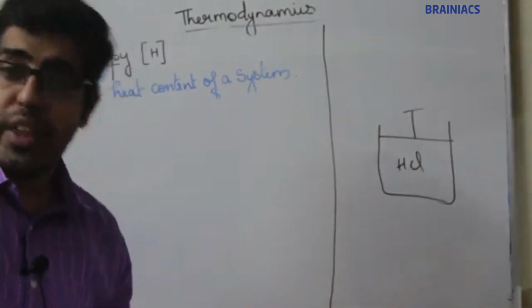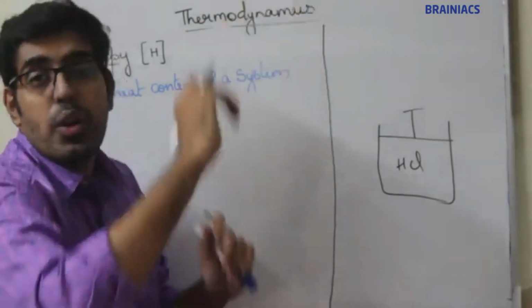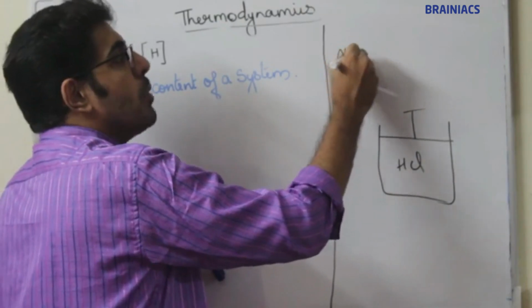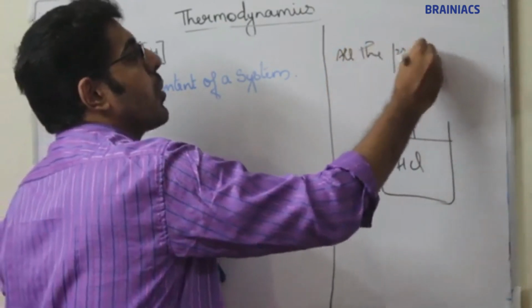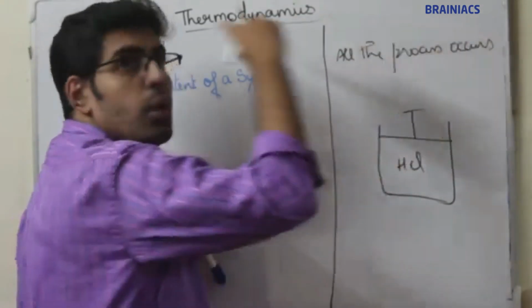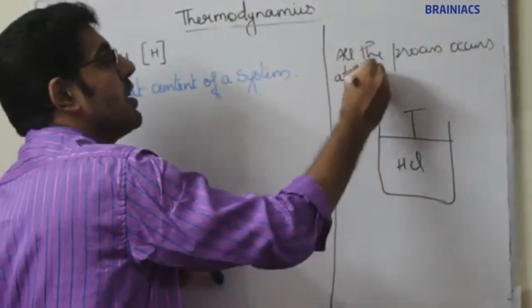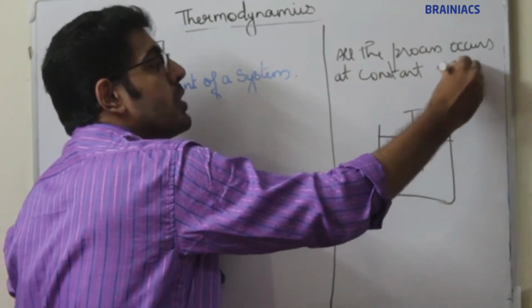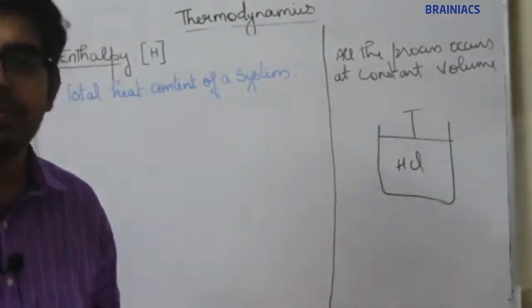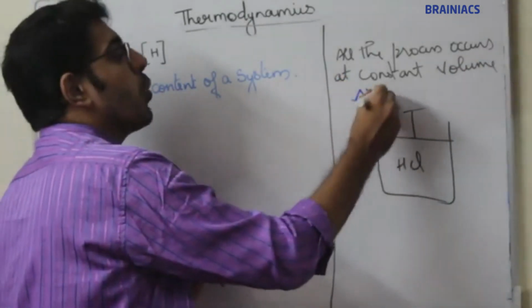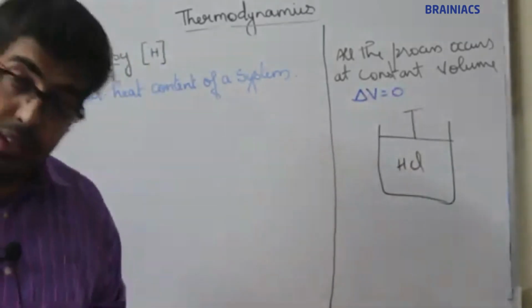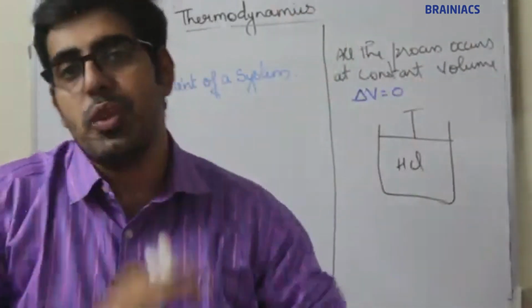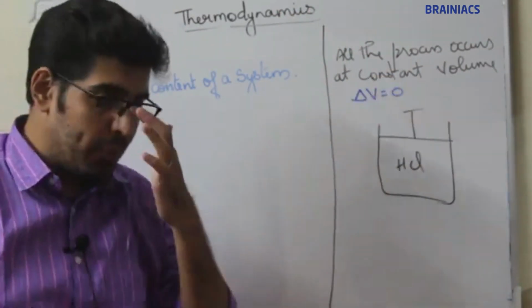Years ago, we thought that all the processes in the universe take place at constant volume. That means delta V is equal to 0.